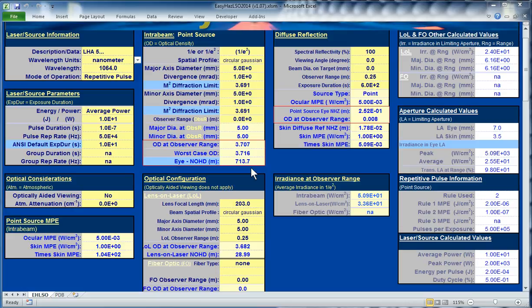That makes sense. It should be considerably less than the NOHD for the beam, since going through the focus we get a much more highly diverging beam beyond that focus, and that's what the lens-on-laser NOHD is. It is the distance beyond the focal point of the lens that the beam is still a hazard. So we have an understanding of lens-on-laser here. In almost any industrial system, you'll have this type of calculation in your hazard analysis that you'll be saving in your file.